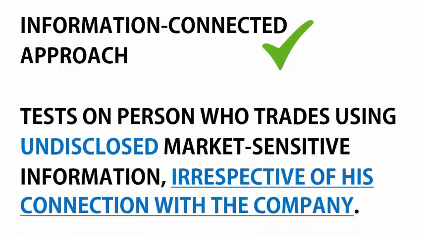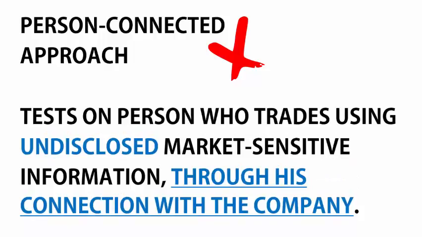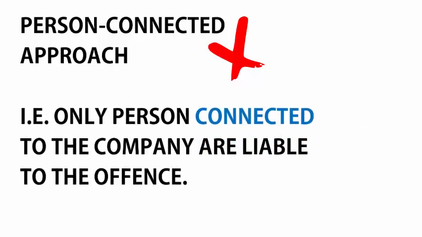Insider trading is under an information connected approach. This means that there are tests on a person who trades using undisclosed market sensitive information irrespective of their connection with the company. This is a move away from the person connected approach in the past, where the test is on a person who trades using undisclosed market sensitive information through his connection with the company. This also means that only persons connected to the company are liable to the offense.